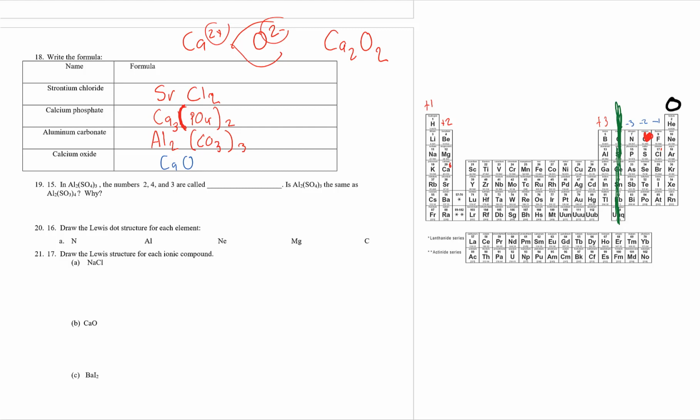Next, it's talking about these numbers. This is just vocab. This little 2, this little 4, this little 3. These are called subscripts. Sub meaning low, script meaning like a word or a letter. And they are not the same, because this says I have 3 4-headed monsters, and this says I have 4 3-headed monsters.